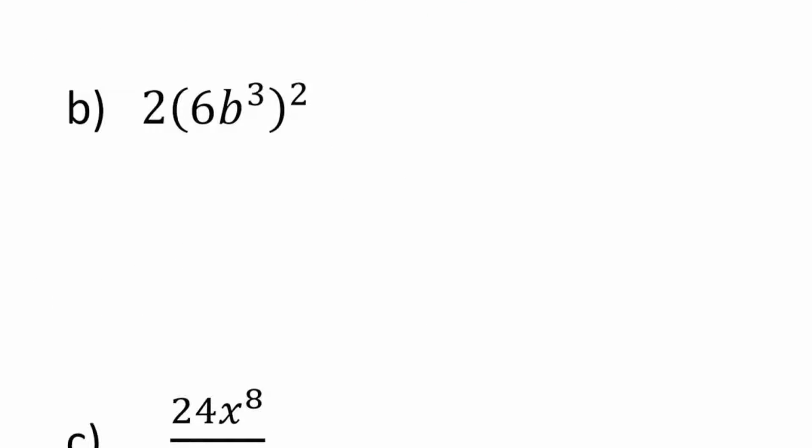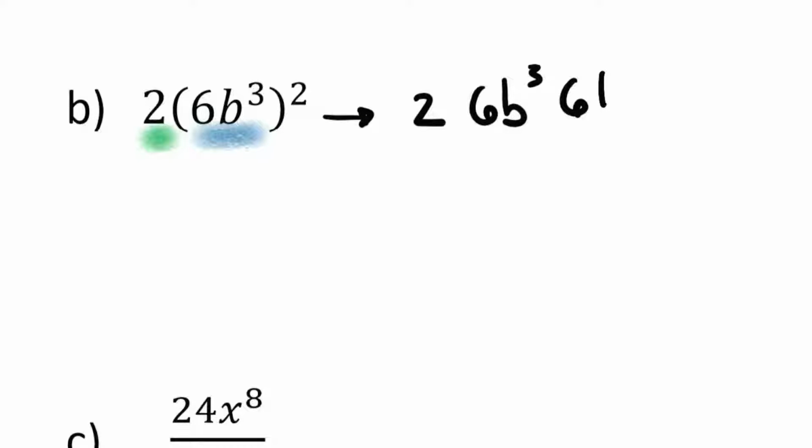The next part, I've got something getting squared, right? This particular value of 2 is not being squared. It's not included in the parentheses. What's being squared is the 6b cubed. So if I was to expand this out, I could say, well, there's the 2 that I started with, but then I've got a 6b cubed and another 6b cubed. So there's 2 of those. So there's my 2 6b cubes, and there's this 2.